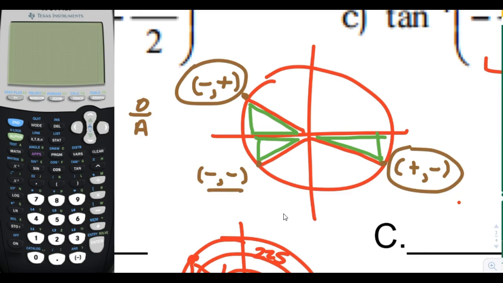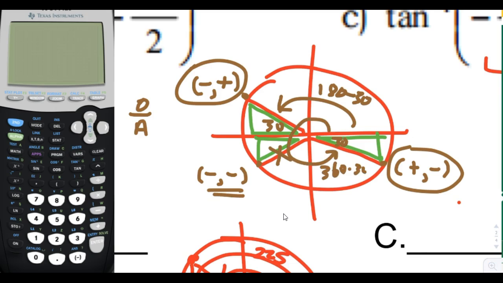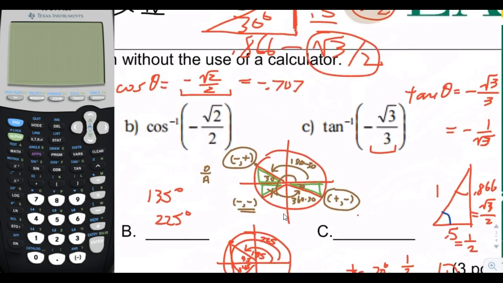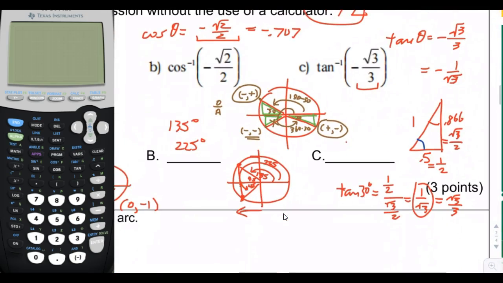It can't be this one, because if you have two negatives, if you divide the opposite, which is negative, by the adjacent, which is negative, you're going to get a positive number. So it can't be this one. So the two possible answers are, this is a 30-degree angle, this is a 30-degree angle. So the two possible answers are 180 minus 30, or 360 minus 30. So let's write both of those answers. We're going to have 150 or 330. 150 degrees or 330 degrees.